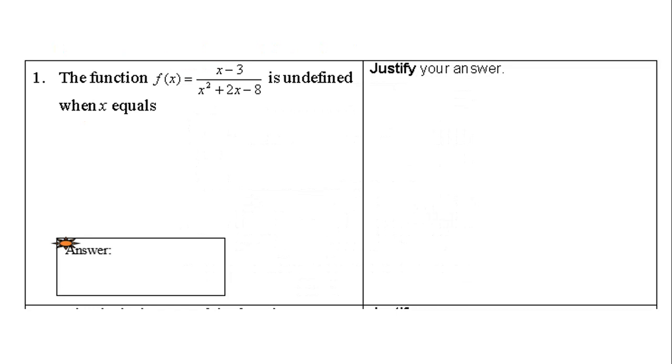The first question, we're looking at undefined functions. Now we know that fractions are undefined when the denominator is equal to 0. So we're going to have to find the values of x that would make the denominator equal to 0. So let's take the denominator x squared plus 2x minus 8 and set it equal to 0.